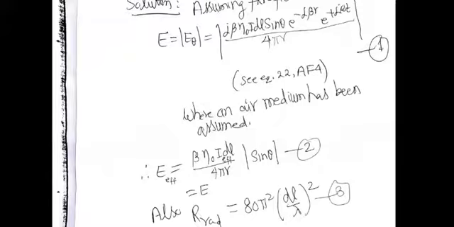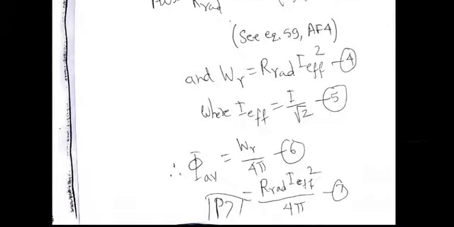Radiation resistance for a Hertzian dipole, we know the formula: 80 pi square dl by lambda square. So the total radiated power will be R rad into I effective square. We know that that is the way radiation resistance is supposed to be defined. I effective is I divided by square root of 2. We know that also. So the average radiation intensity is WR divided by 4 pi. We have defined it already. WR is R rad into I effective square, divided by 4 pi. That gives you the average radiation intensity.